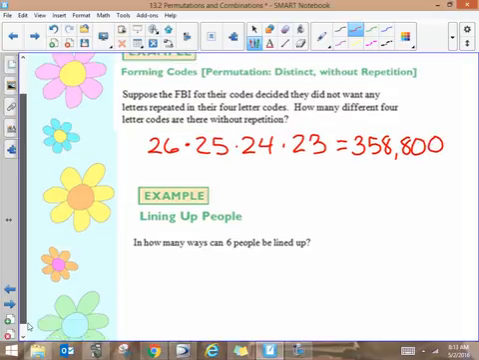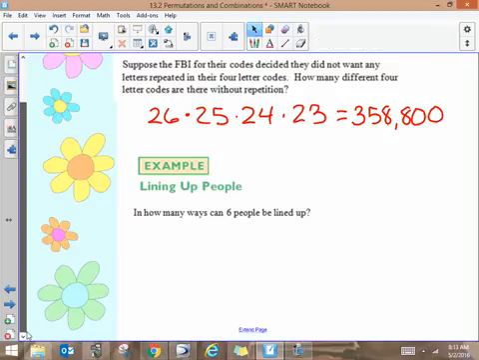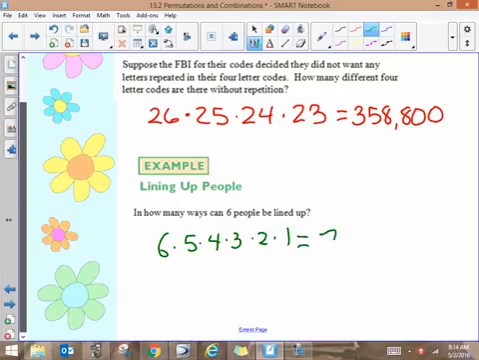All right, how many ways can 6 people be lined up? Go ahead, I'll give you a minute. Once they're lined up, they're not available anymore down the road. You got it, 720. Very good. I assume you did 6 times 5 times 4 times 3 times 2 times 1. So there's 720 different ways that you can line up 6 people. That's a lot.